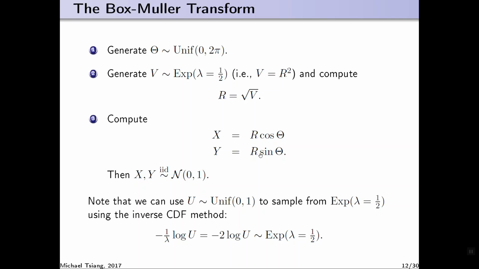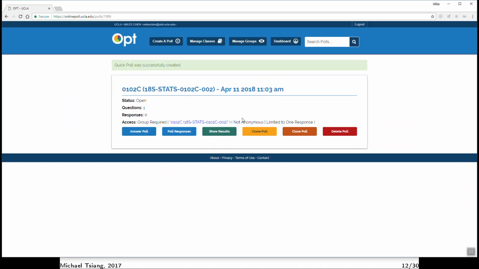To get values from the random exponential, we'll just use the inverse CDF method. The inverse CDF is going to be negative 2 times the log of u, coming from 0 to 1. This will come from the exponential with lambda equal to 1/2. So these things are easy for us, and by doing this clever change of variables, we can now get values from the standard normal. Wikipedia has a nice little picture of this.